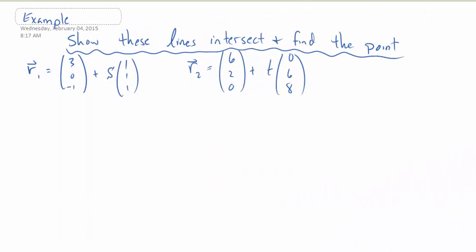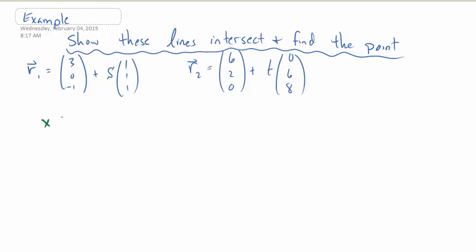Second and final example, we have two lines called R1 and R2. We want to show that these lines do indeed intersect, and I want to find the point where they do intersect. And the way we're going to do this is we are going to solve a system of equations. We're going to write what are called parametric equations. And what those are going to look like is we're writing the component for each one of these things.